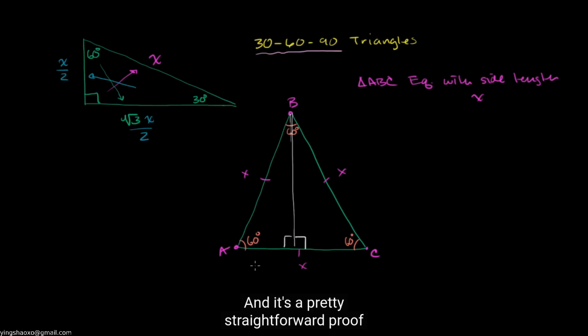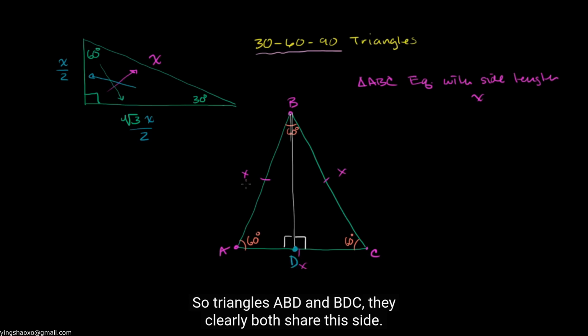And it's a pretty straightforward proof to show that not only is this an altitude, not only is it perpendicular to this base, but it also bisects the base. And you could pause it if you like and prove it yourself. But it really comes out of the fact that it's easy to prove that these two triangles are congruent. So let me prove it for you. Let's call this point D right over here.